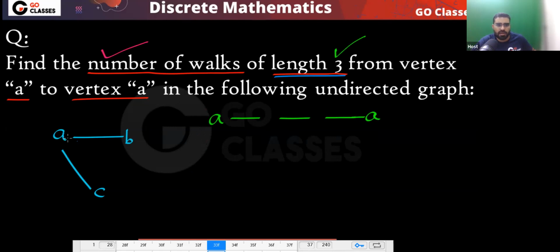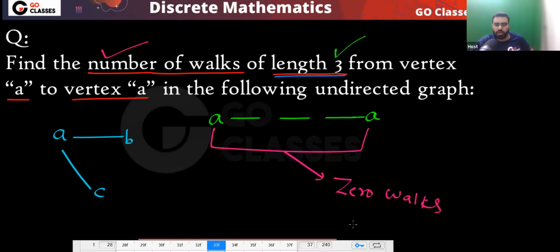So how many walks of length 3 from A to A? The answer is very simple. The answer is 0. There is no such walk, so from A to A, the number of walks of length 3 is equal to zero.